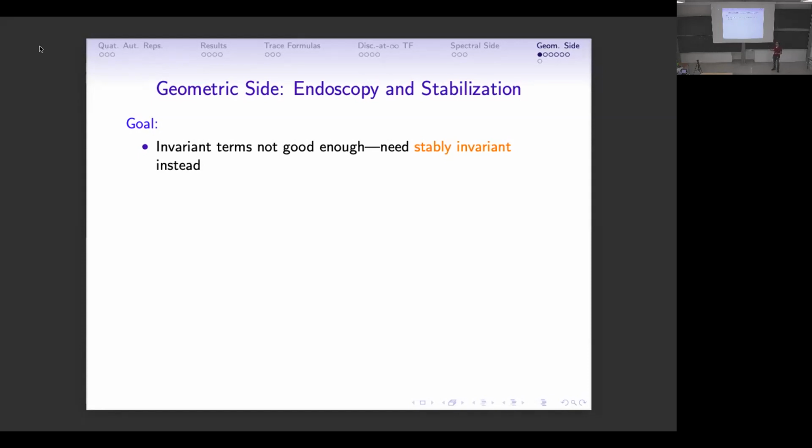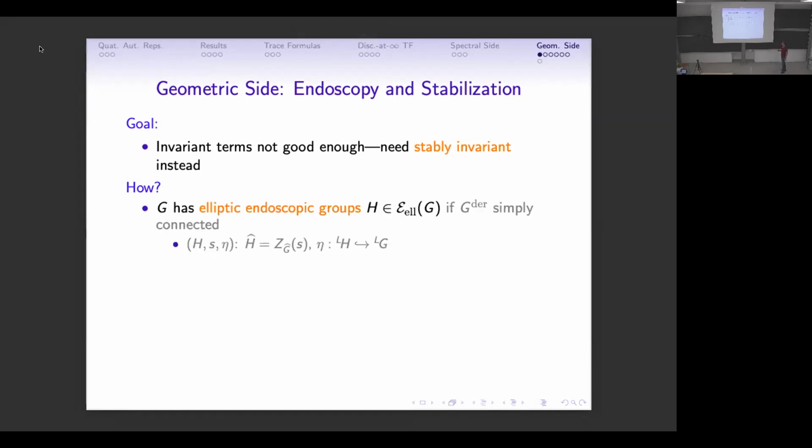And for lots of purposes, this is super useful. In particular, these stable conjugacy classes are much easier to parameterize. There's a generalization of characteristic polynomials. But for our purposes, it lets us swap between the Euler-Poincare functions and the pseudo coefficients. So how do we get an expansion in terms of these stably invariant terms? Well, I'm just going to state giant black boxes right now.